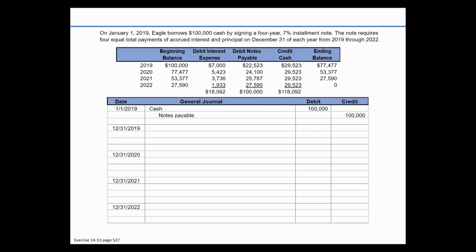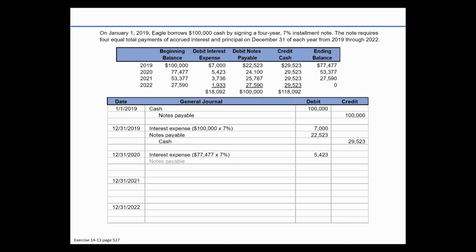Okay. Now, then we want to record the first payment. You would record interest expense, debit, the amount of $7,000. Again, the beginning balance of the loan multiplied by the interest rate gives you that. And then notes payable, debit of $22,523, because that's the amount of the payment that goes towards paying down the note. And then you would credit cash the amount of $29,523, which is the amount of the actual payment that we're sending.